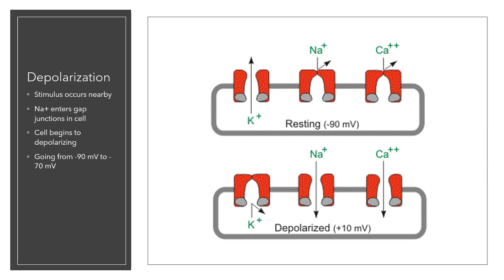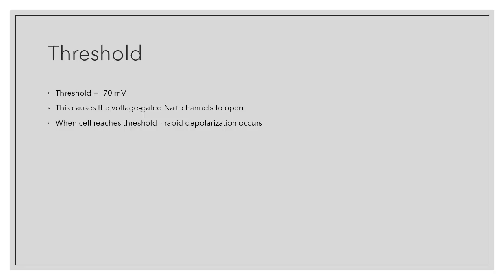Once the area has been stimulated, sodium will begin to enter the gap junction of neighboring cells. This will cause the membrane potential to rise or depolarize. As sodium enters the cell, the membrane potential will go from -90 millivolts to roughly -70 millivolts. At this point, the threshold is met. For cardiomyocyte, the threshold for the cell is around -70 millivolts.